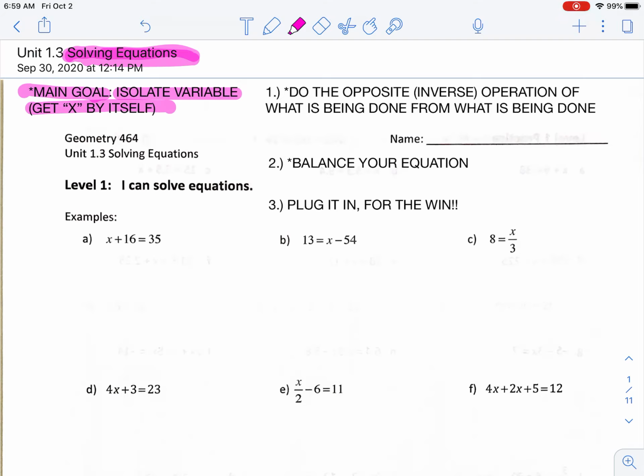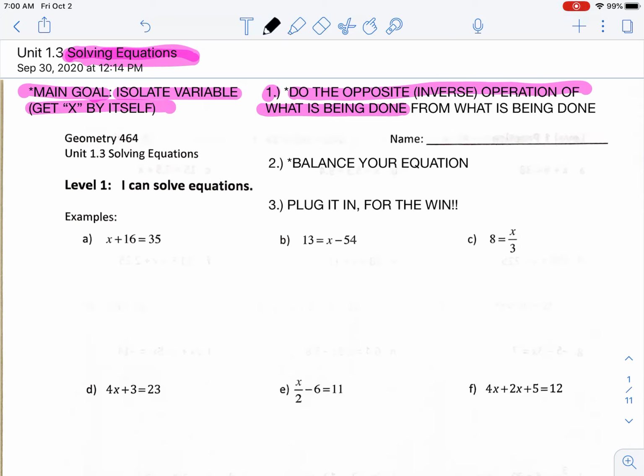Okay, so a couple of things to do when you are thinking about solving these equations. The first one, you're going to do the opposite or the inverse. So do the opposite operation of what's being done on that side. I have written it twice actually. Do the opposite operation from one side to the other side. Sorry about that. All right, so I'm going to check out our first problem here.